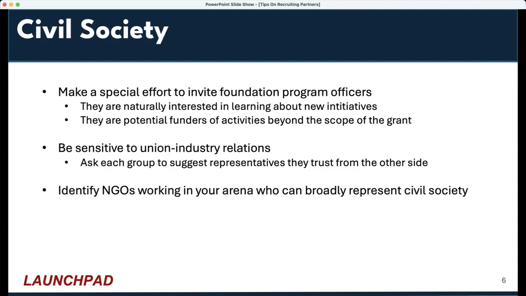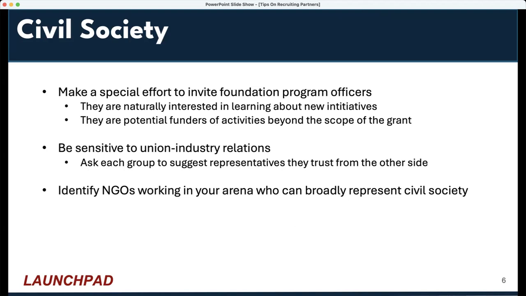Civil society, and here I'm talking about foundations, unions, NGOs. Make a special effort to invite foundation program officers. These folks are always looking to see what's going on in new initiatives. They're naturally interested in learning and they want to attend these sorts of things. And beyond that, if they participate in the planning, they're potential funders of activities beyond what you may be able to include in the scope of the grant.